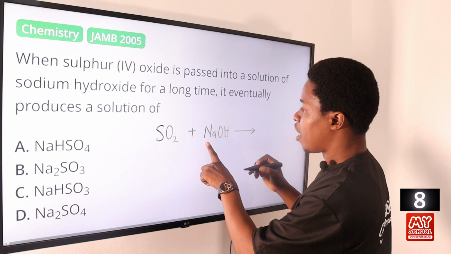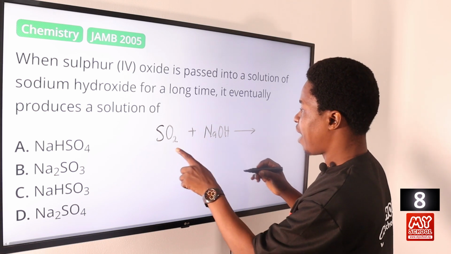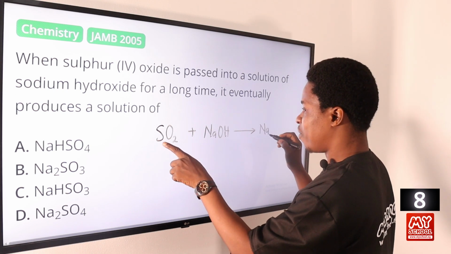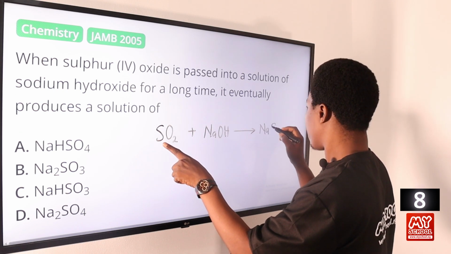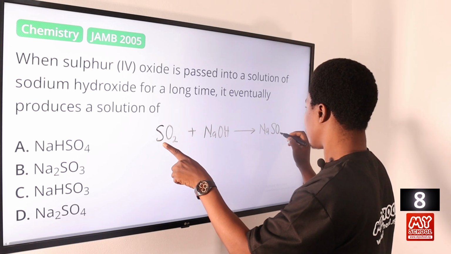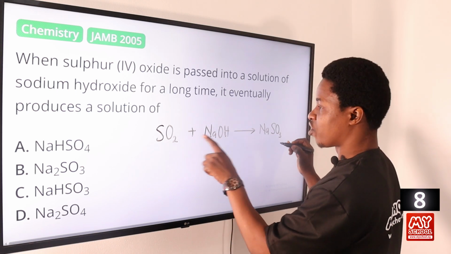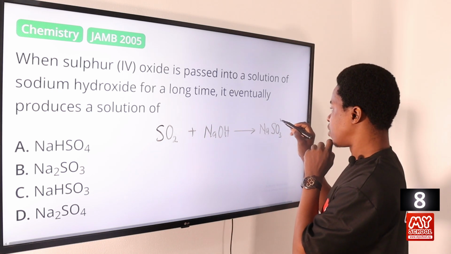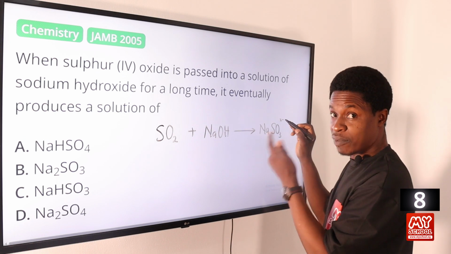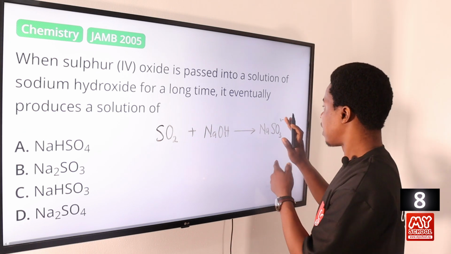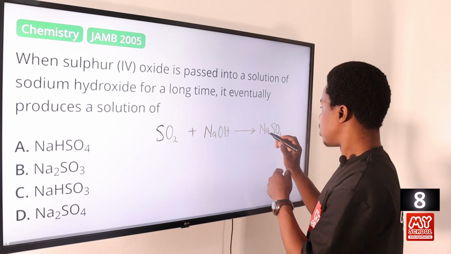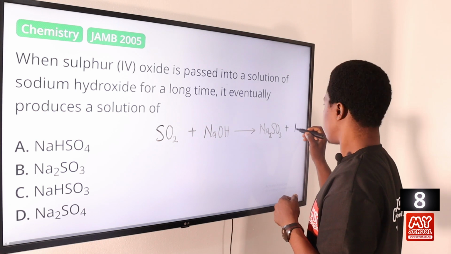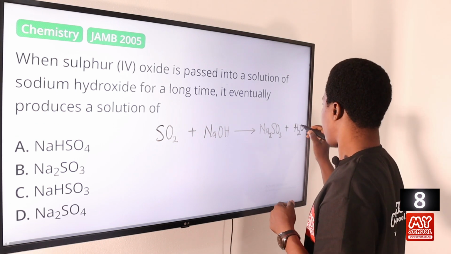We have Na here, and Na is going to combine with this SO3. Don't forget that SO2's oxygen is coming here to make it SO3. But SO3 usually has 2 negative charges; it's a radical that has 2 ions. Which means that the 2 will cross to this place, so Na should have 2 here. Then we also have H2O formed here. So which means we can balance our equation now.